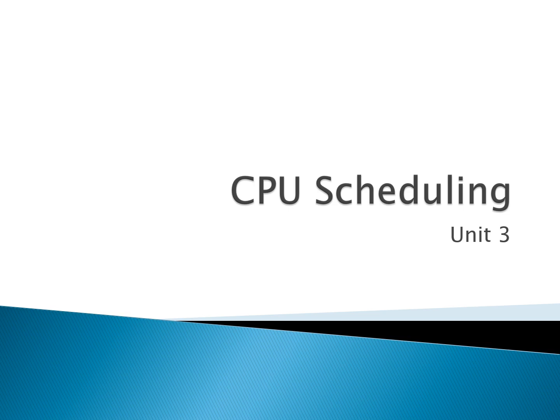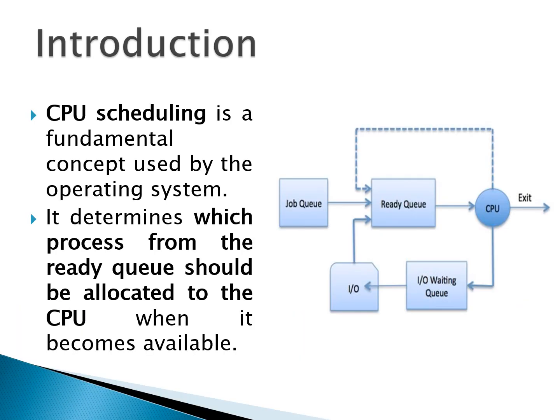The topic we are going to see now is CPU scheduling, which is in Unit 3. So what is CPU scheduling? It's a concept in OS. It decides which process in the ready queue gets the CPU next when multiple processes are waiting. Its main goal is to maximize the CPU utilization.